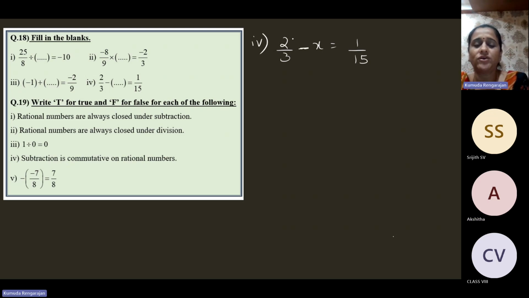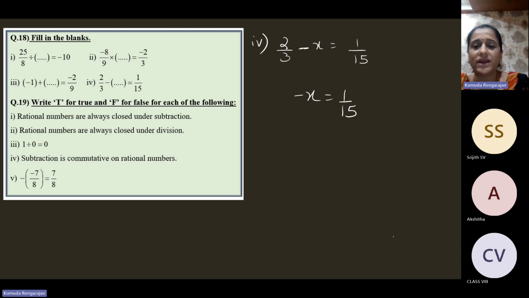Just see here. You have to transpose 2 by 3, right? Yes, ma'am. So don't write that. Write everything else. Minus x is equal to 1 by 15. Now transpose 2 by 3.